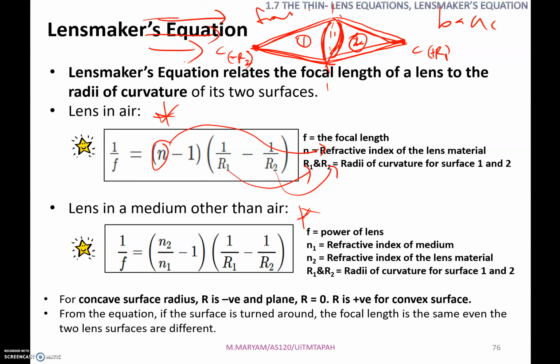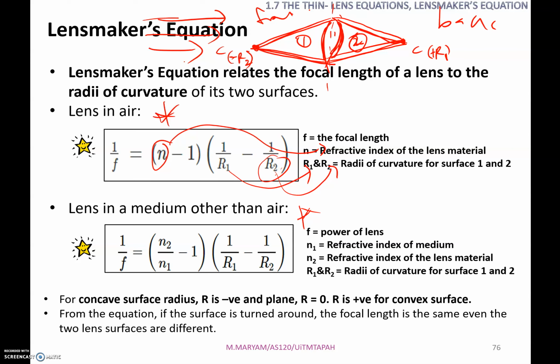The lens can be placed in any type of medium. Depending on the type of medium the lens is placed in, the equation varies. If the lens is in air, the equation will be 1/f = (n - 1) times (1/R1 - 1/R2). n will be the refractive index of the lens material. R1 will be the radius of curvature for the first surface of the lens. R2 will be the radius of curvature for the second surface.